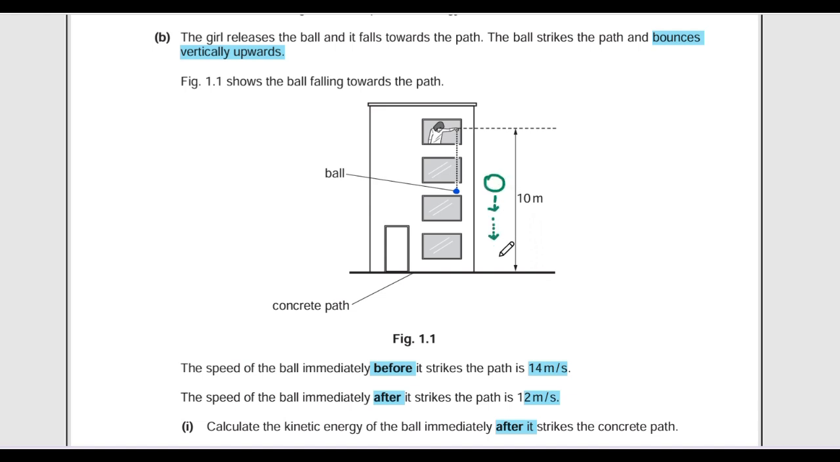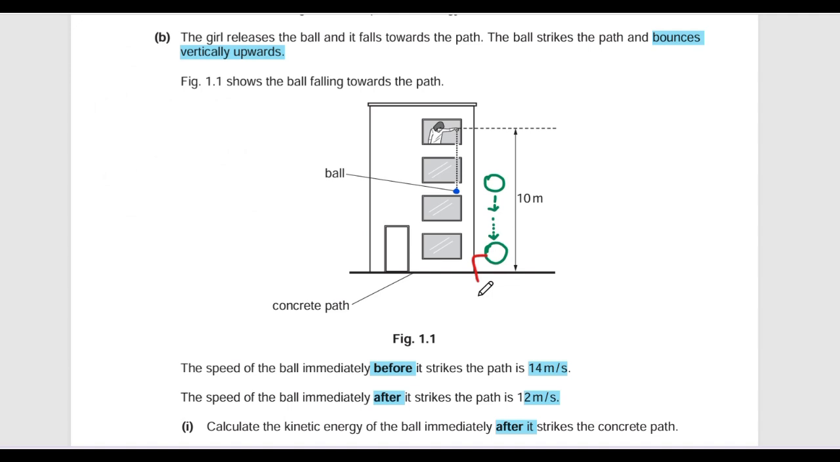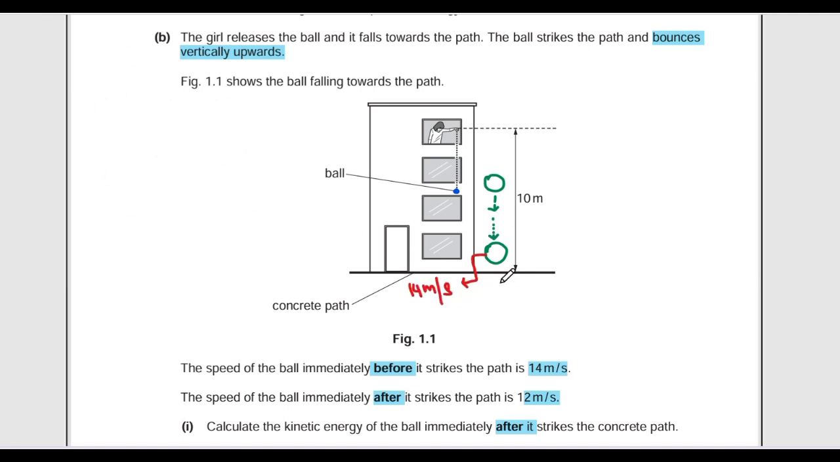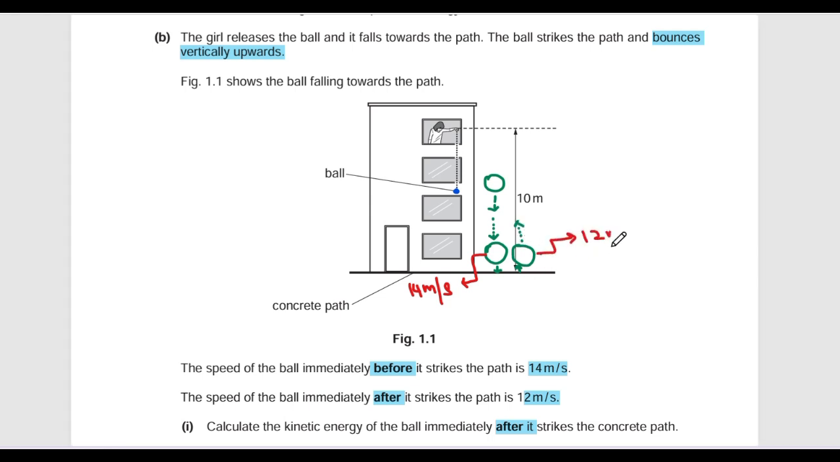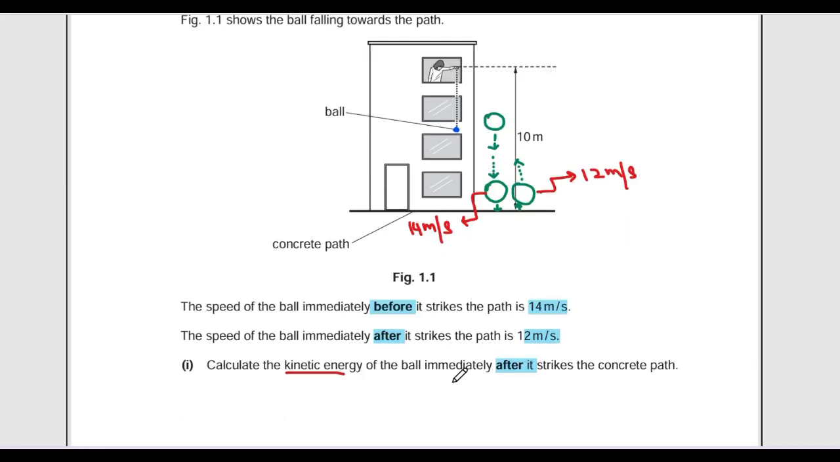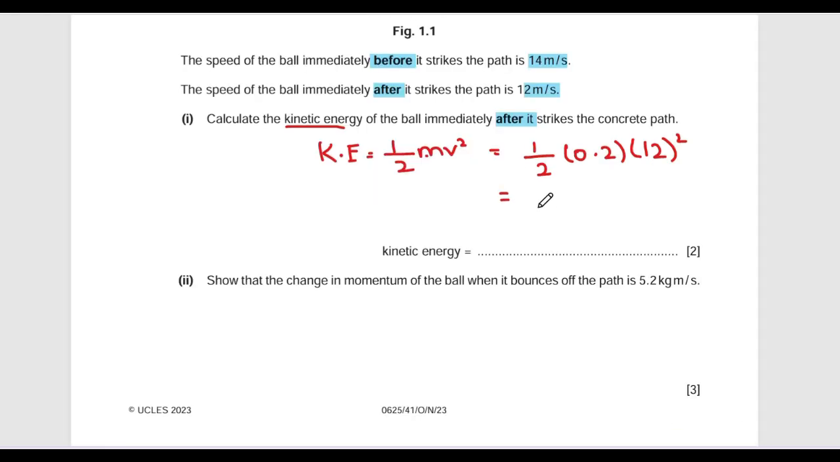So here is a ball, it is going down under the effect of gravity. Just before striking the ground, its speed is 14 meters per second. And when it strikes the path and bounces up, its speed is 12 meters per second. So we have to calculate kinetic energy after it strikes. So kinetic energy is equal to half mv squared. The mass of the ball is the same, which is 0.2, and v after striking the earth is 12, so 12 squared. Putting it into your calculator will give you 14.4 joules. Rounding it off to two significant figures will give you 14 joules.